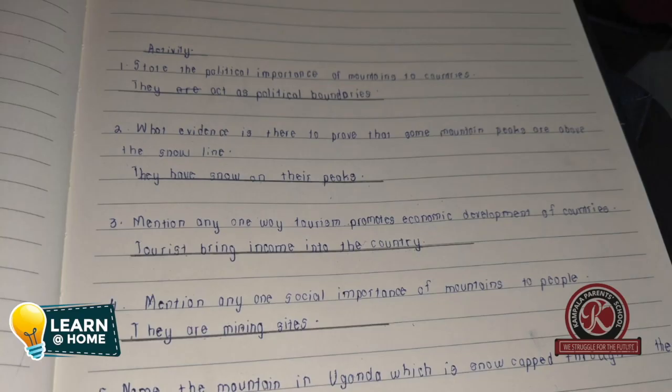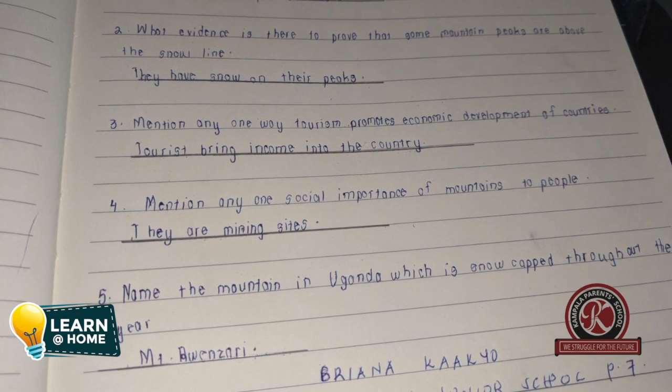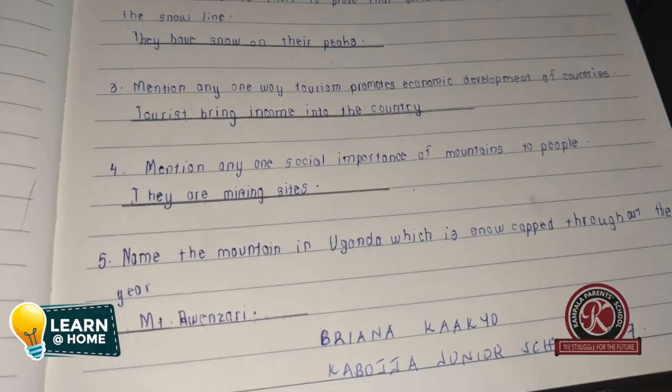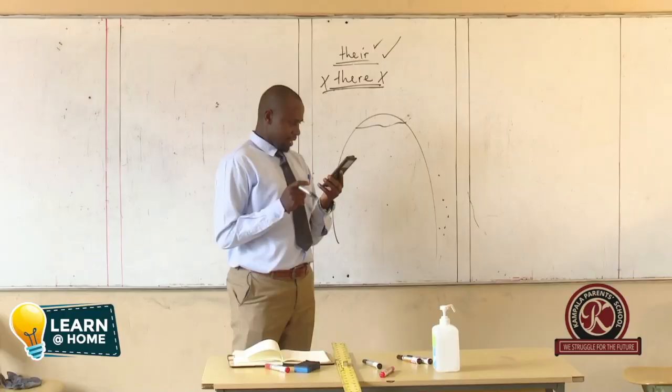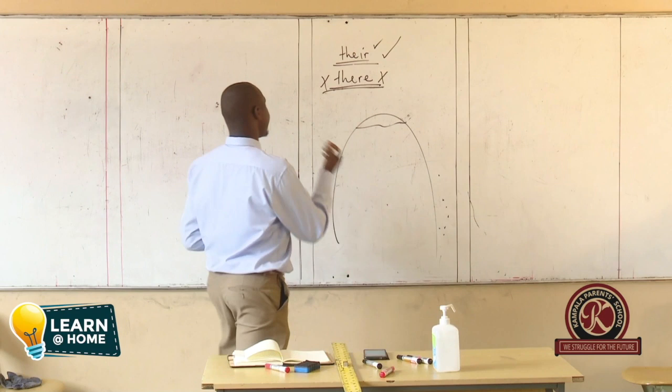We also got work from Brianna Kacho. This is your answer, which was not proper, but we can look at it and see how best we can help you. It was number 4. Mention any one social importance of mountains. You gave an economic importance. Let us get to understand these aspects.